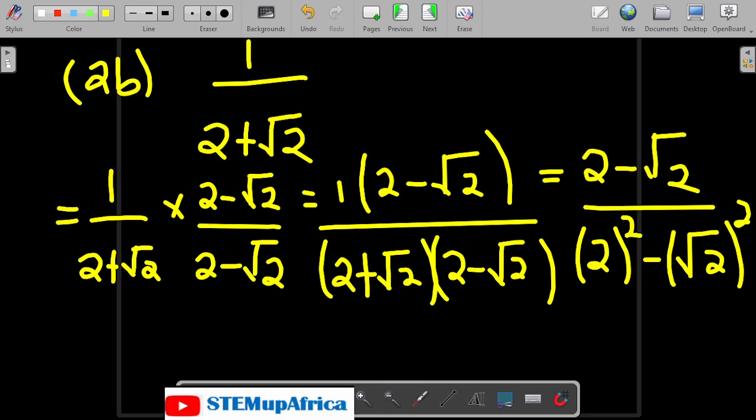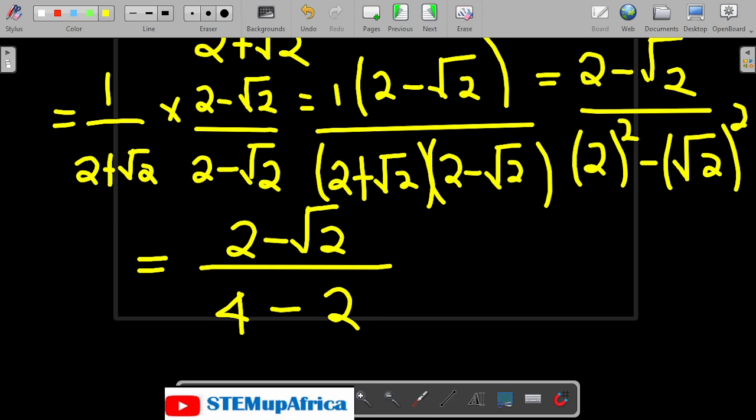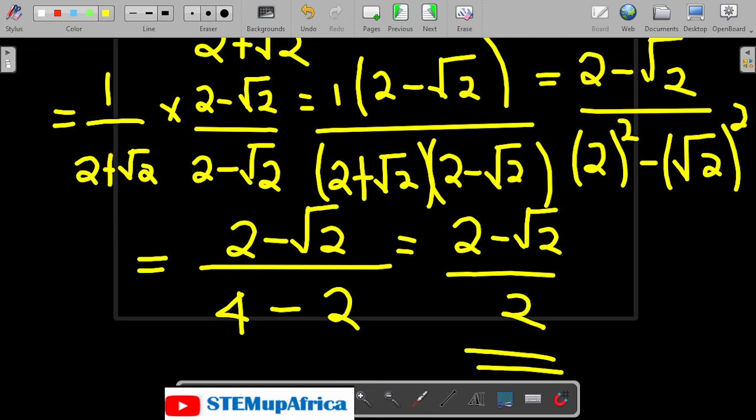So what are we having from here? I'm going to have 2 minus root 2 over 2 squared is 4, minus root 2 squared is 2. And the answer is now 2 minus root 2 over 2. This is the solution to 2b.